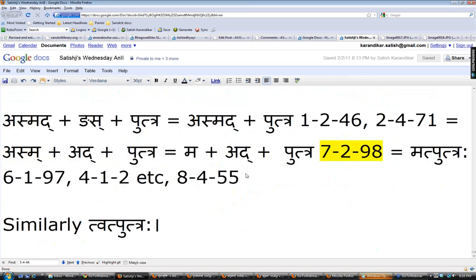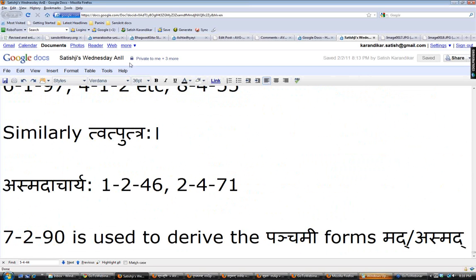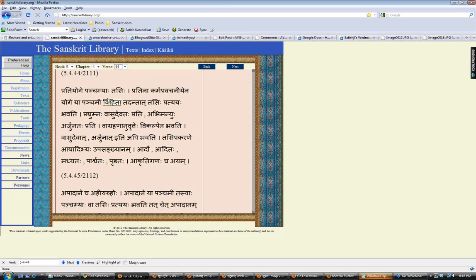Anyway, coming to 5444, the sutram is not very useful to us, because the sutram says pratiyoge panchamya. In the pratiyoge, when somebody is a representative or a kind of counterfeit, or an exchange of something else, which is a very rare meaning. We don't have it most of the time. So the sutram is really not very useful for us. The pratinidhi: tadyumnaha vasudevataha pratihi. Like he's a representative or an exchange, from pratinidhi.